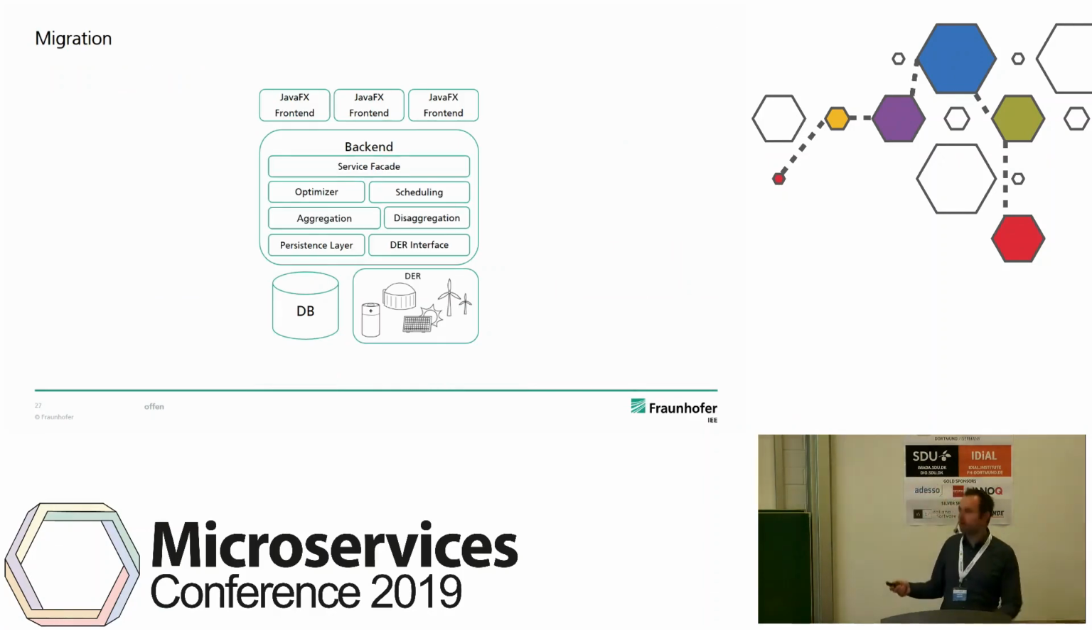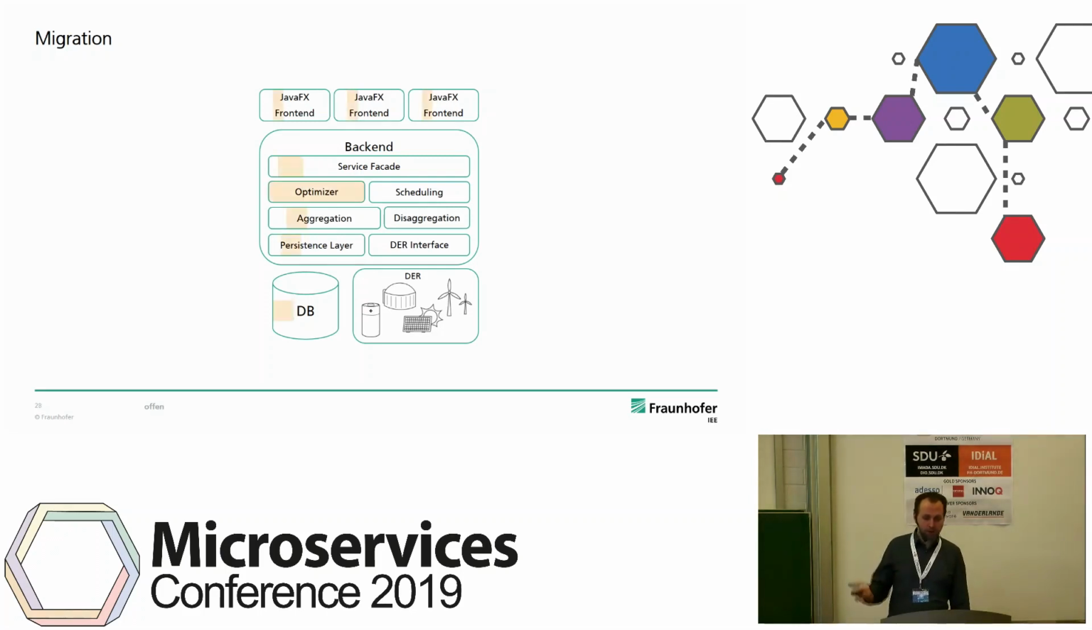So starting with a coarse view of our backend, just exemplary, not all of our components are here. We have these front ends. We have the service facade. We have here the optimizer and scheduling, an aggregation layer, and disaggregation means that we can get information about one portfolio and disaggregate that for each power plant, for example, control signals. And we have here the persistence layer for the databases and the interface to the power plants.